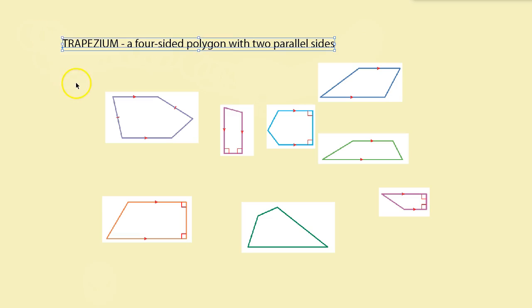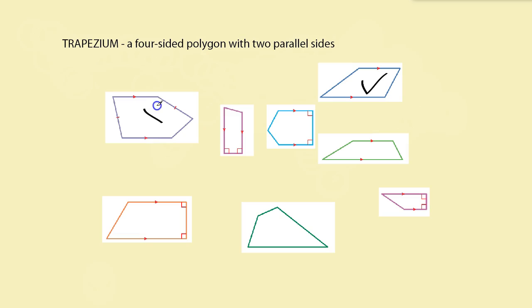Okay. So what I'd like you to do now is pause the video and identify which of the shapes below are trapeziums or trapezia. Alright, so hopefully that's given you a chance. Let's look at which ones are trapeziums. Well, this one is a trapezium. It's got four sides and two of them are parallel, as you can see from the notation.